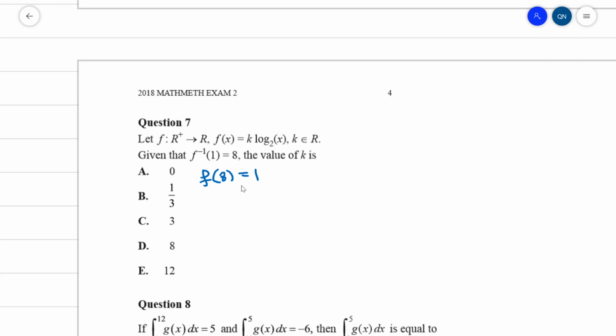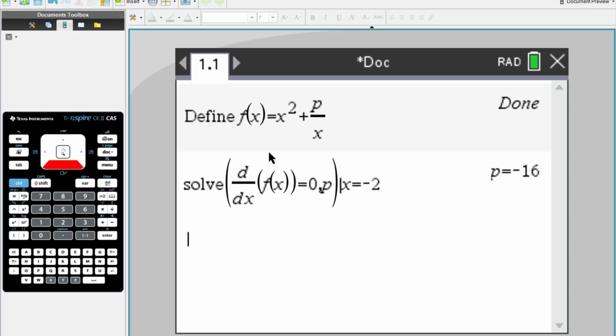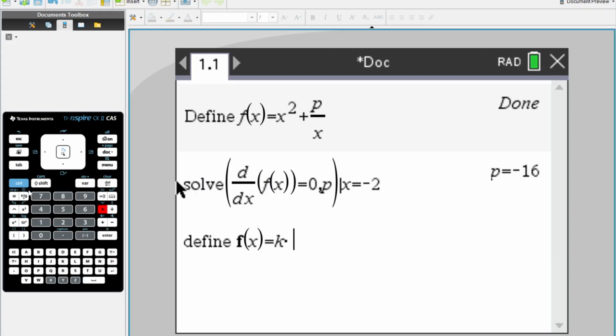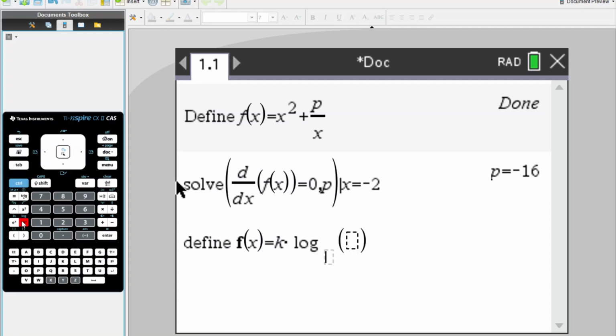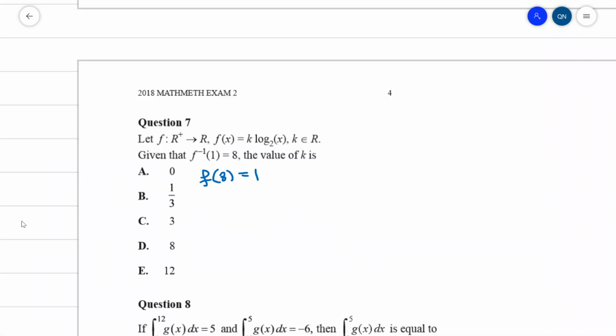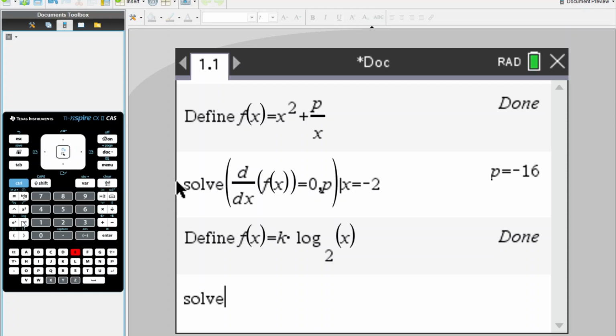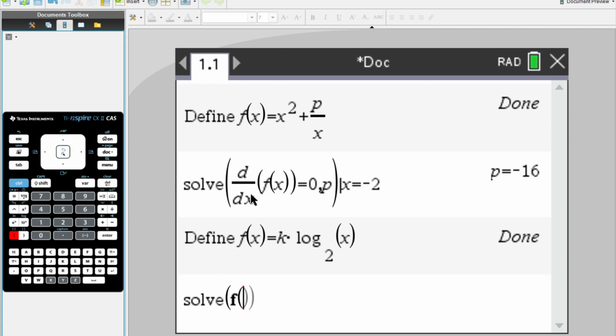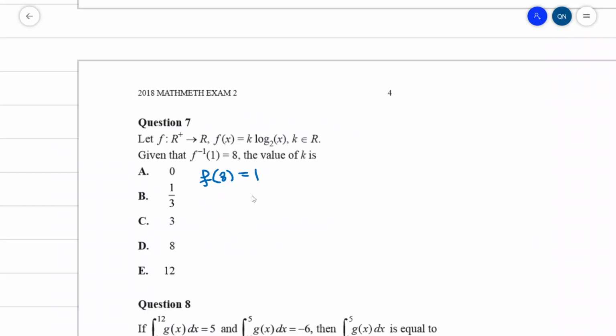So essentially what you're trying to do here is find the value of k so that f of 8 equals 1, which isn't too tricky to do. We can do this on the CAS. We can define f of x to be equal to k times the log base 2 of x. Then we solve for k, where f of 8 equals 1. So I'm going to type in f of 8 equals 1 here, and we find the value of k which does this. k equals 1/3.